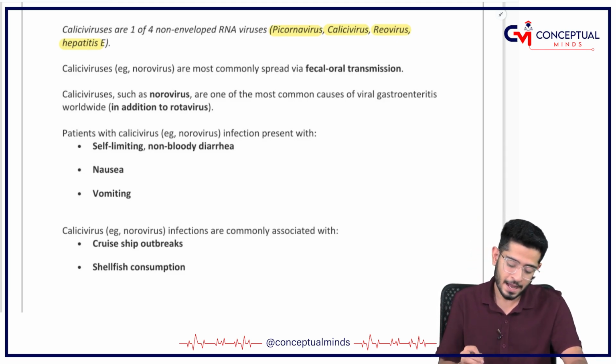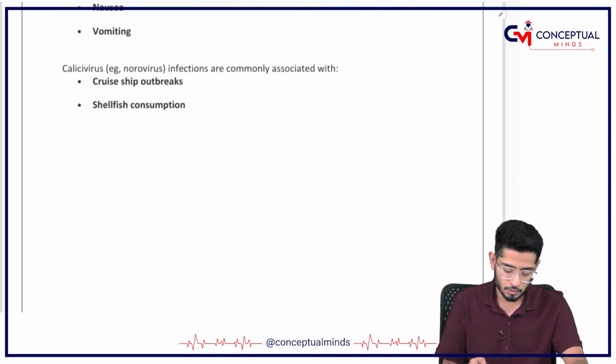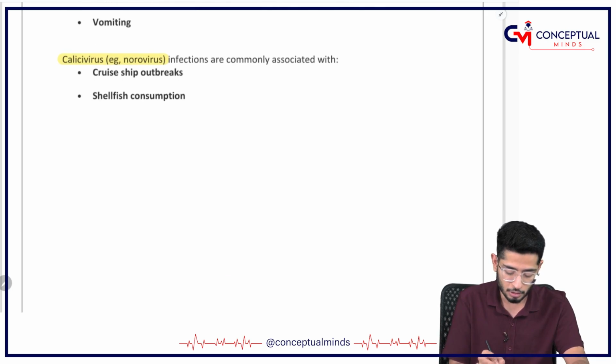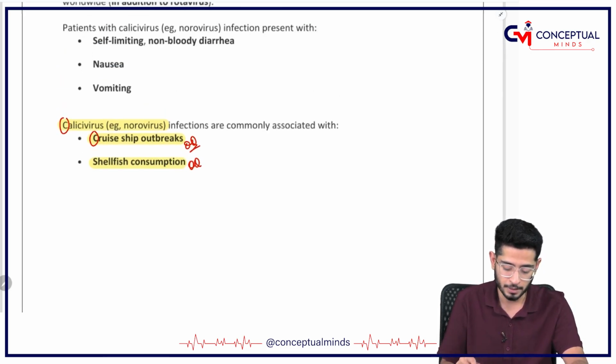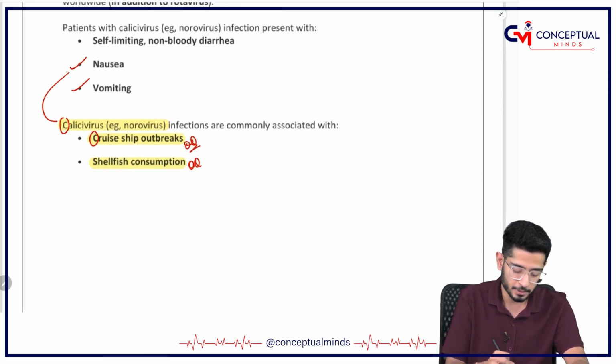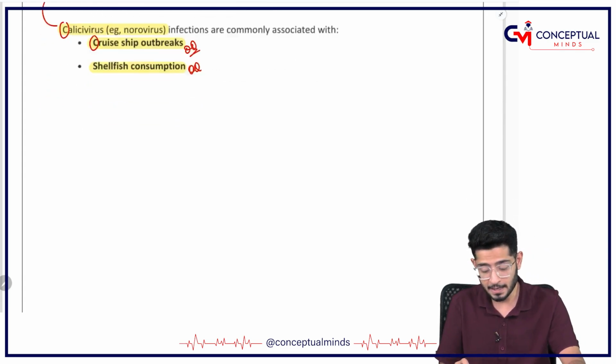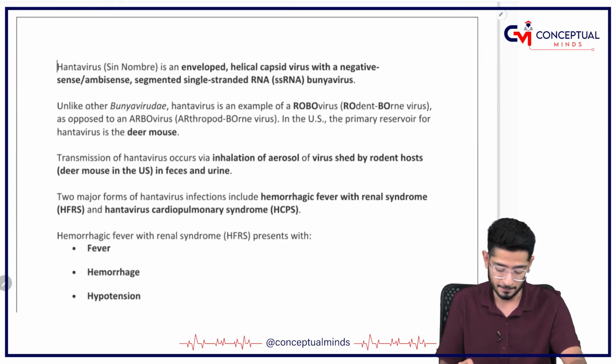But why I have taken this? Please remember, I want to tell you that this calicivirus or the Norovirus is associated with cruise ship outbreaks, and it is associated with shellfish consumption. So please remember, this calicivirus is having a cruise ship outbreak of nausea and vomiting. So nausea, vomiting outbreak on the cruise ship is by Caliciviridae.